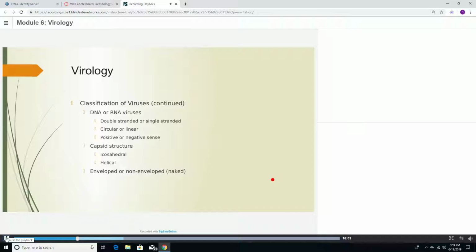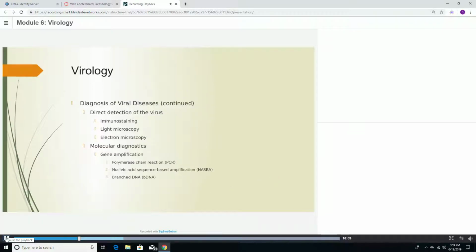So again, here we are able to organize our viruses into a DNA or RNA virus. We're able to organize them into something that might be double-stranded or single-stranded. We could classify them into a circular or linear virus, if they have a positive or negative sense. The capsid structure could be a helical structure or icosahedral, and then it could be enveloped or non-enveloped. And then non-enveloped viruses are known as naked.